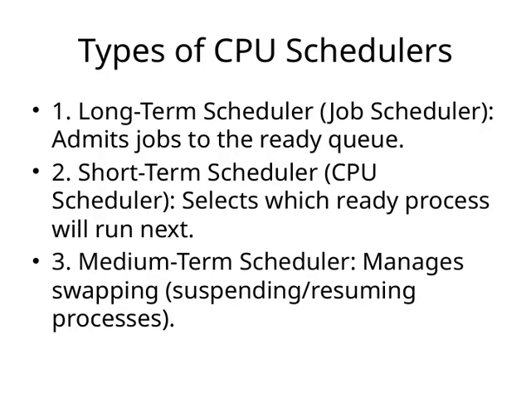Let's take a closer look at the different types of CPU schedulers. First, we have the long-term scheduler, also known as the job scheduler. Its main role is to admit jobs into the ready queue, controlling how many processes are brought into the system at any given time. This helps balance the workload and ensures the system isn't overwhelmed.